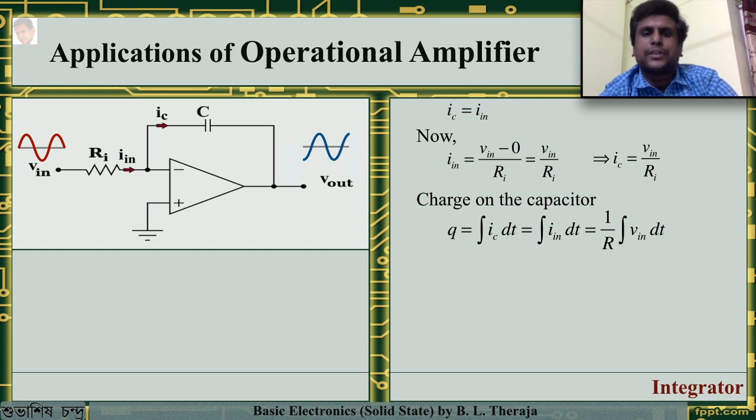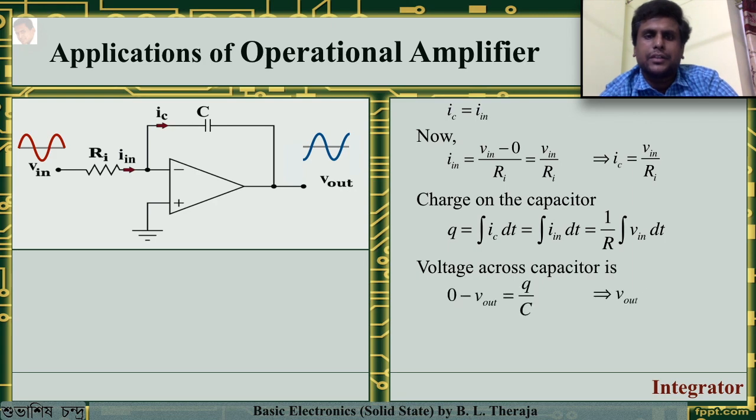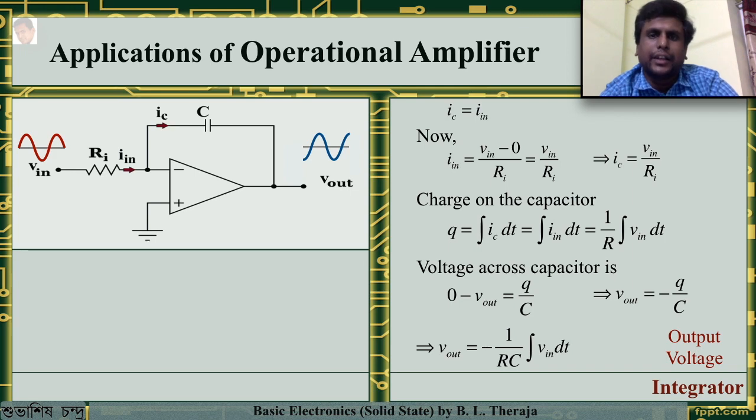The voltage across the capacitor is 0 minus Vout, equal to Q by C. Q by C is the voltage drop across the capacitor. Therefore, Vout equals minus Q by C, which gives us the equation of the output voltage, that is Vout equals minus 1 by RC integration of Vin dt. That is, the output voltage is the integration of the input voltage, and hence the circuit is called the integrator.